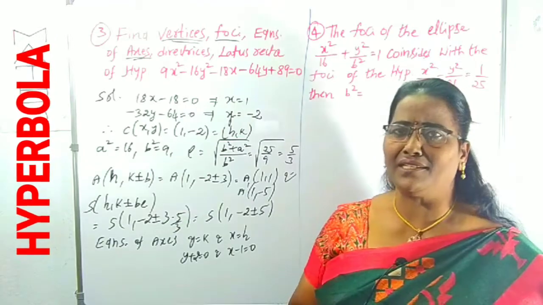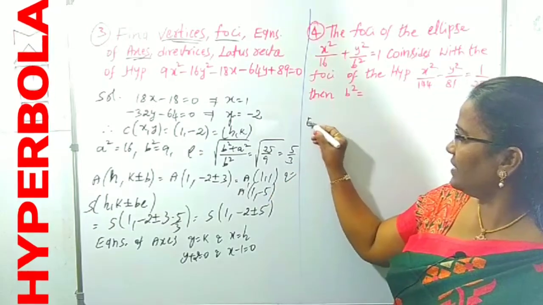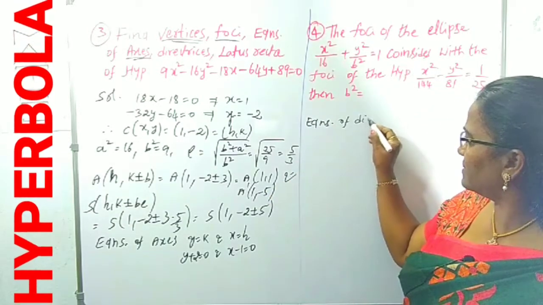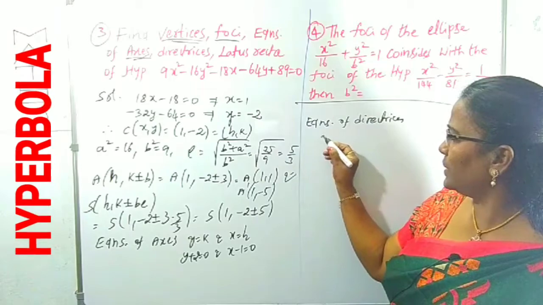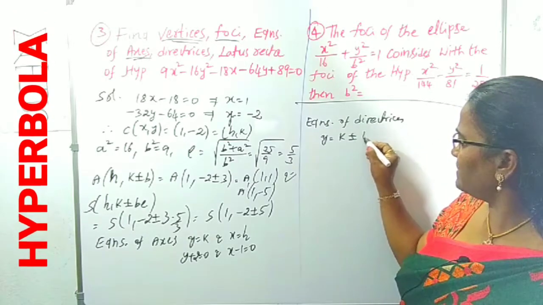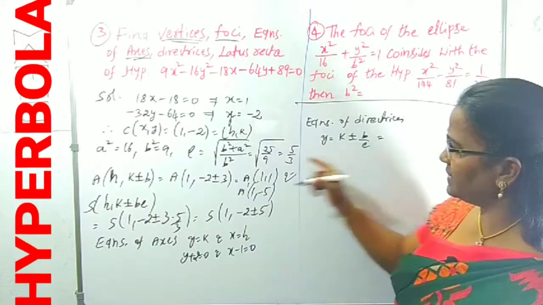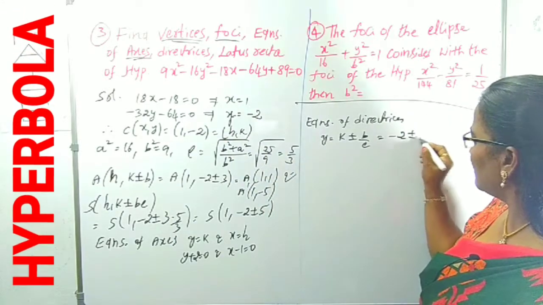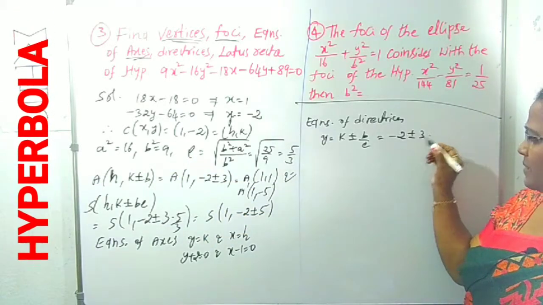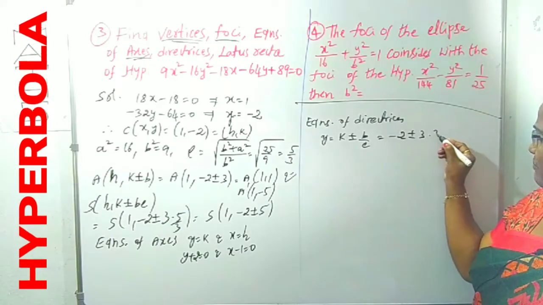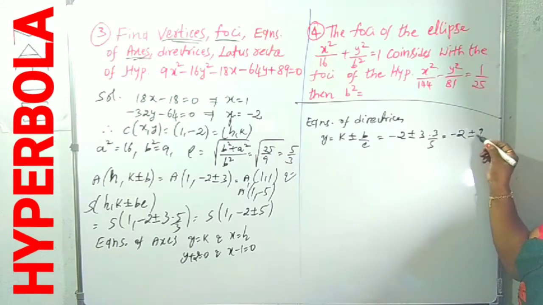What are the equations of directrices in case of conjugate hyperbola? Equations of directrices are y = k ± b/e. Here k is -2 ± b/e. What is b? b is 3, and 1/e is 3/5, so b/e becomes 9/5. Therefore, this is -2 ± 9/5.